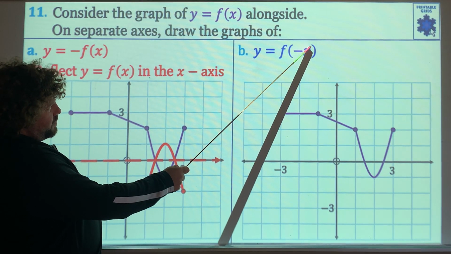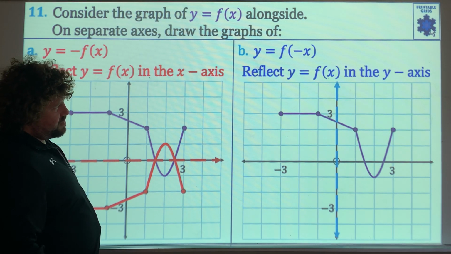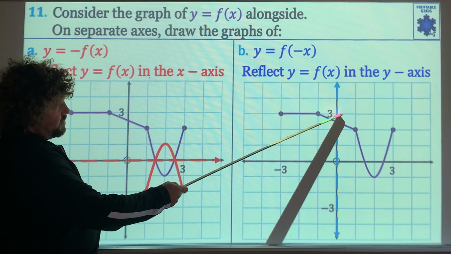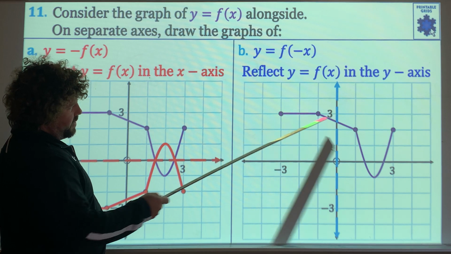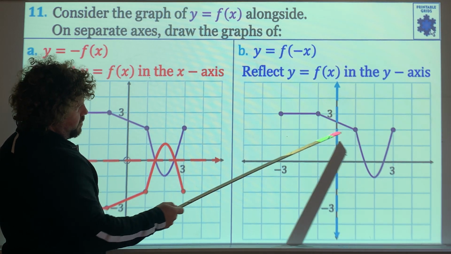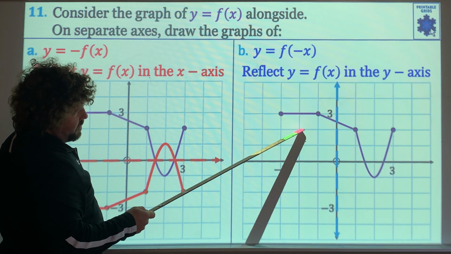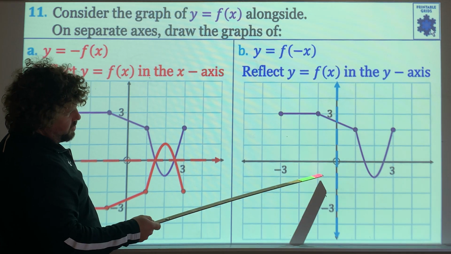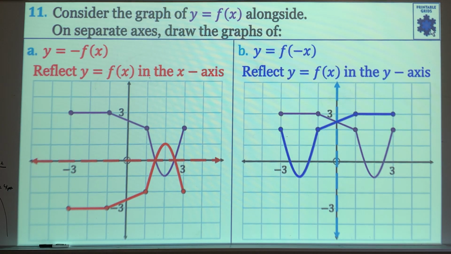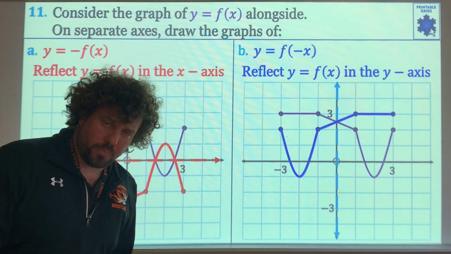This one's a reflection over the y-axis on the inside. Whatever I do to the left: left 1, right 1. Left 3, right 3. Right 1, left 1. Right 3, left 3. Right 2, left 2. And they keep the same heights. There's the answer. See? Pretty simple, isn't it?